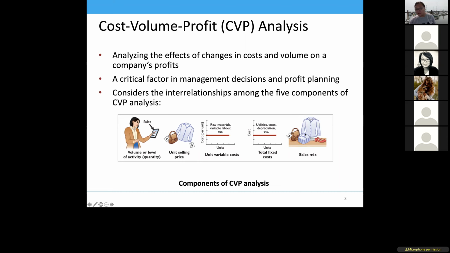If you are selling in a package, there's a sales mix of different products, so that can also impact this analysis. So those are the 5 components that will be critical to this analysis, and we're going to need this information when we are doing the analysis.